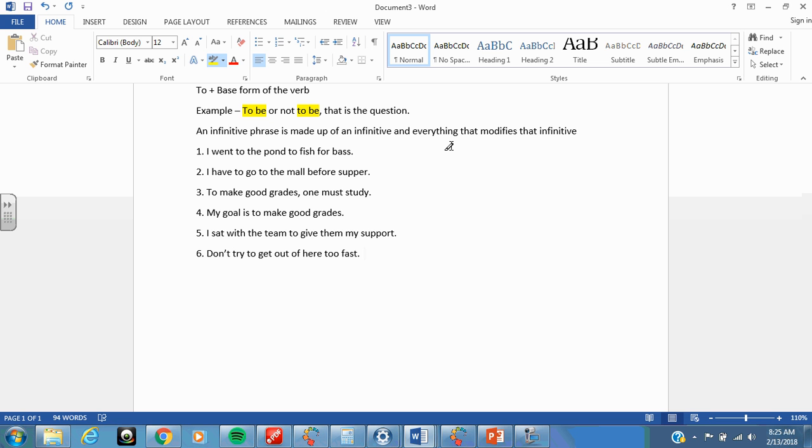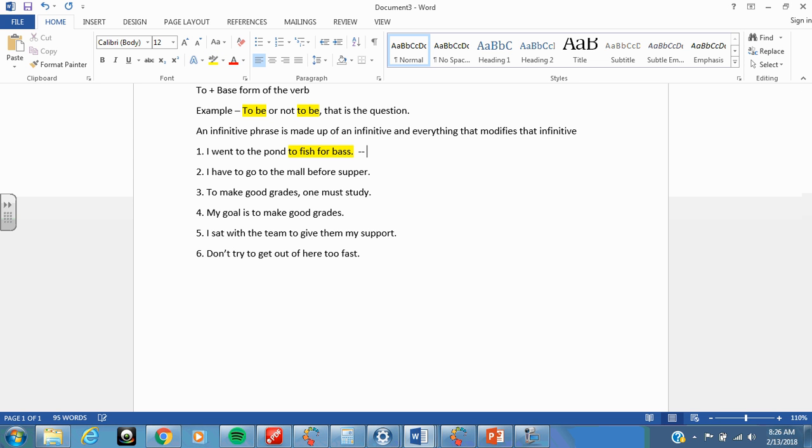correct. It would be to the pond. So I have to look for to plus the verb. So in this particular instance, I think that to fish is my infinitive. And I do think that I have a phrase here. Who or what am I fishing for? I am fishing for bass. Okay? So I have my infinitive phrase.